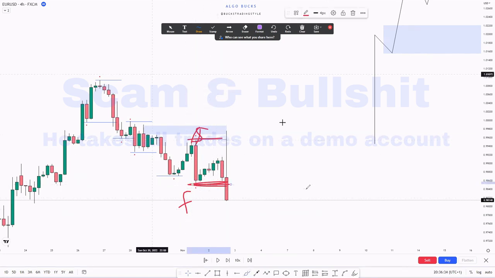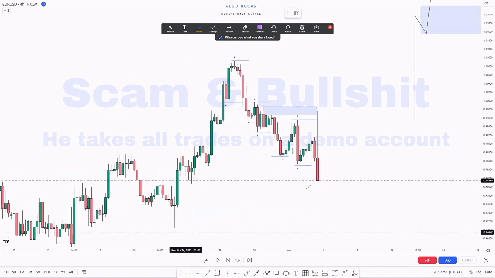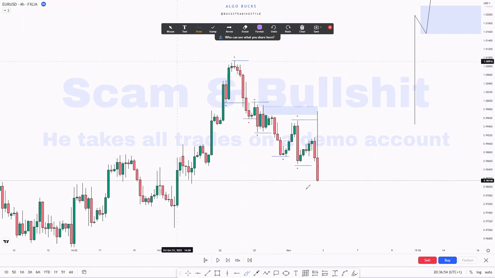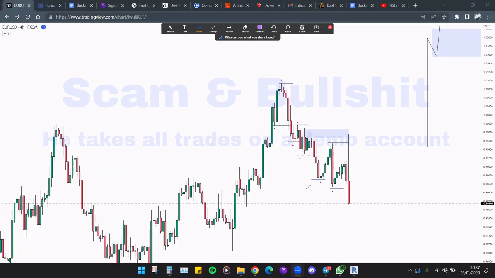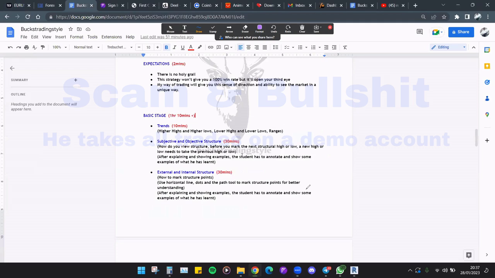So you see, when you keep on marking external structure, you are going to understand how price does take liquidity before moving. Instead of marking, let's say, this whole range and then adding this, now we consider every candle. You understand how external structure works, right? From the markup we've done. You understand them, right? Yes.